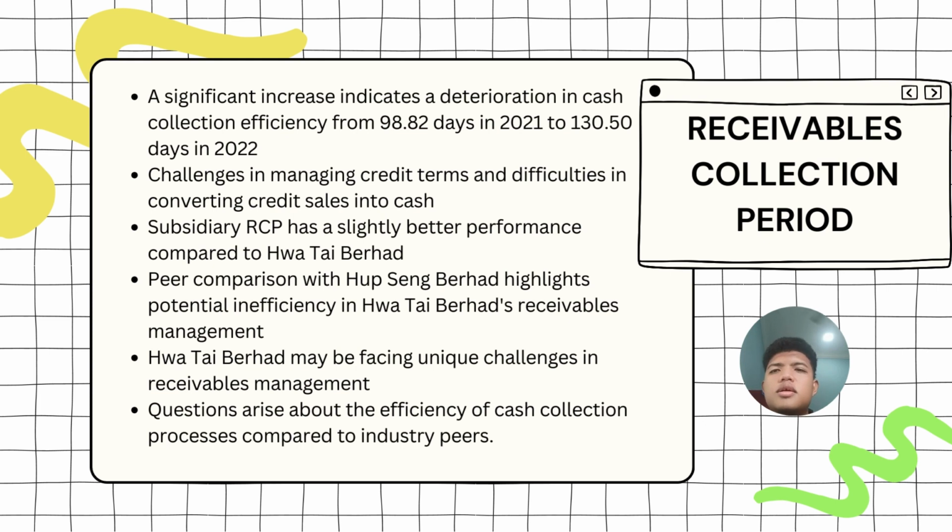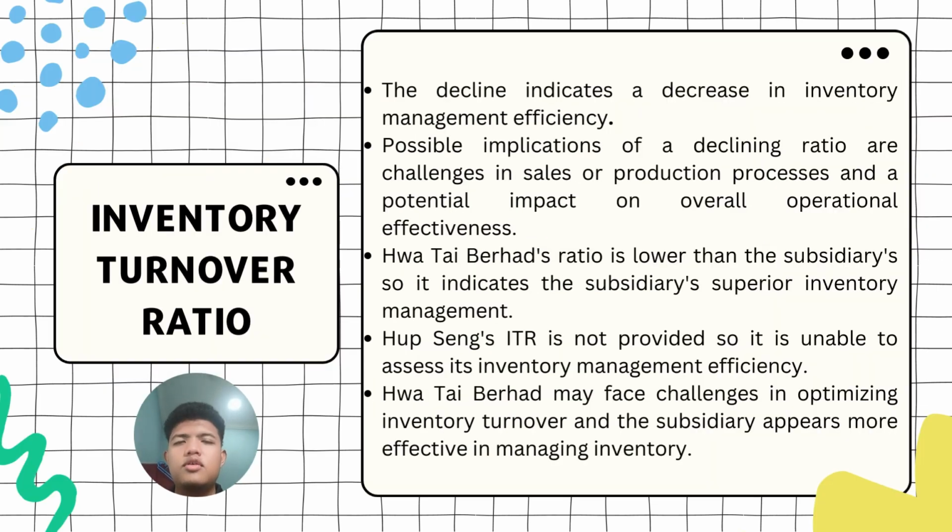For the inventory turnover ratio for Huatai Berhad, the decline indicates a decrease in inventory management efficiency. Possible implications of a declining ratio are challenges in sales or production process and a potential impact on overall operational effectiveness. Huatai Berhad's ratio is lower than the subsidiary, so it indicates the subsidiary's superior inventory management.